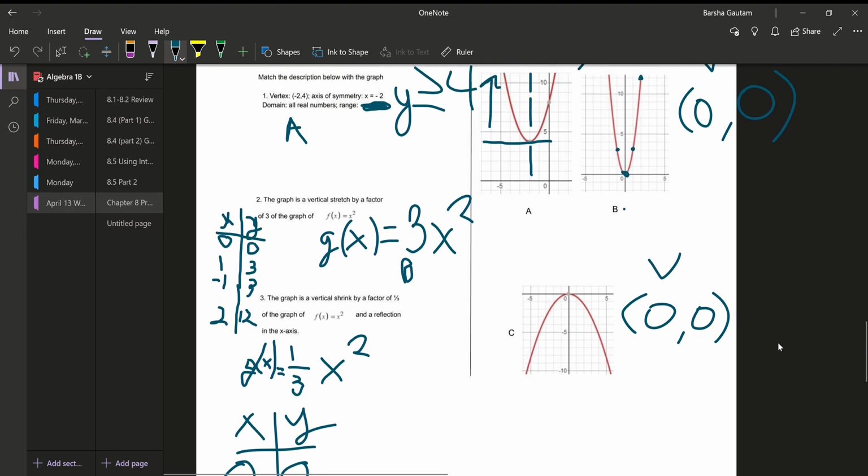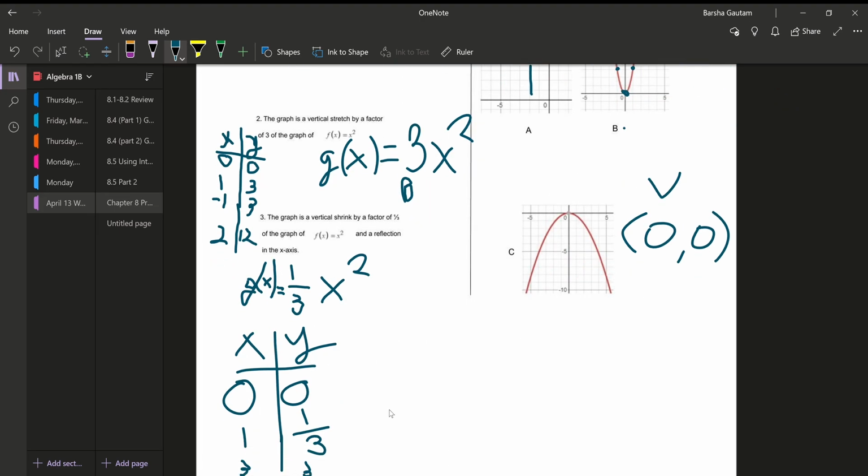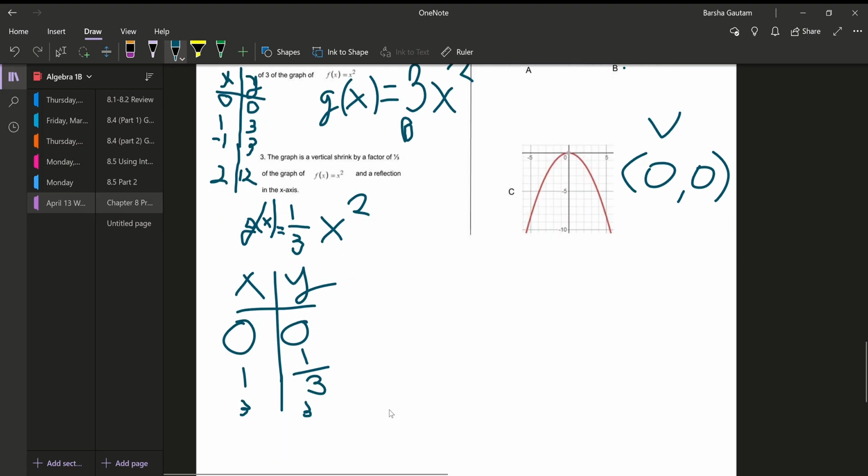Alright, so this one, which of these graphs is opening downwards? Actually, I made a little mistake here. See if you can identify the mistake. It's a pretty good learning experience, actually. The mistake that I made here was that it says that it's a reflection in the x-axis. I did not account for that in my equation.